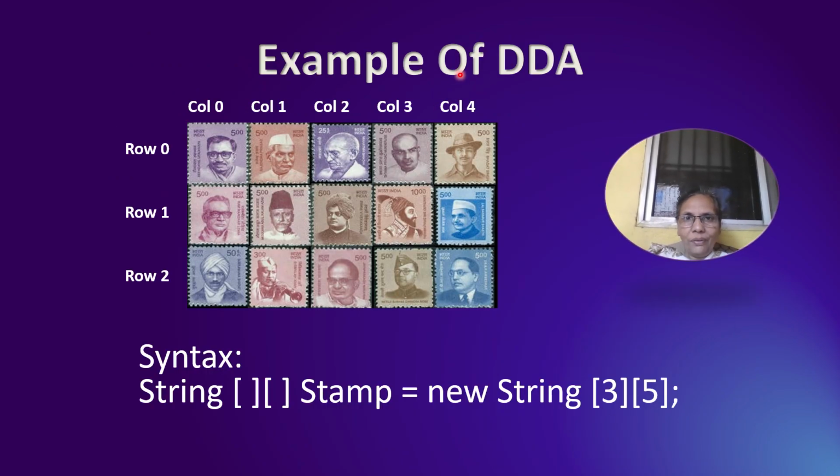Another example of double dimension array here is sports. After the sports, we have the example of STEM. So string, square bracket, open close, stem is equals to new string.